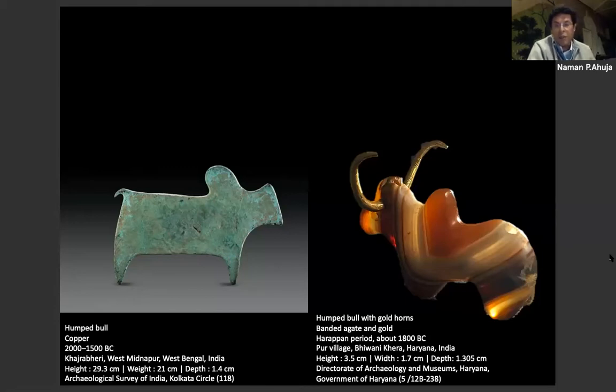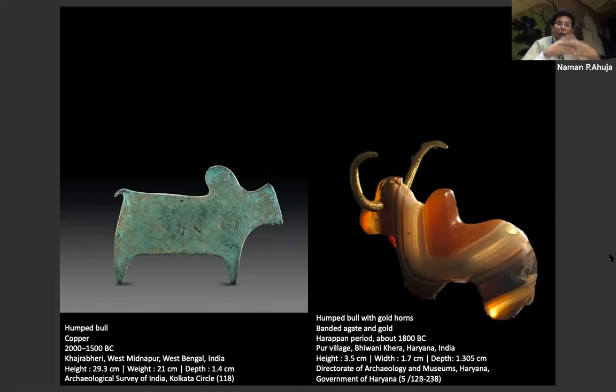So this Bronze Age bull, two bulls from the Bronze Age, one a copper hoard object from Bengal, from the collection of the Archaeological Survey of India. The other, a small agate bull with gold horns that comes out of Haryana.